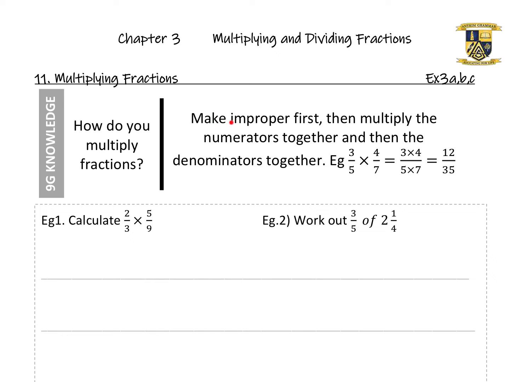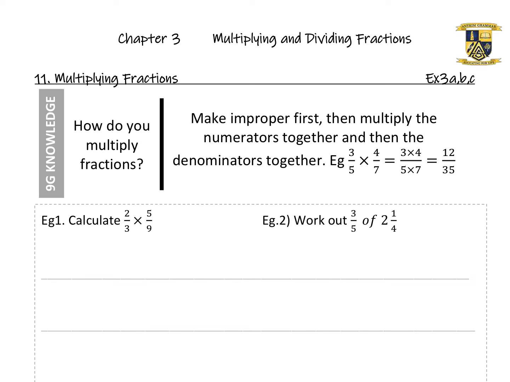First, you make the fraction improper if it's a mixed number. So make sure it's improper. Then you multiply the numerators together and then the denominators together. So in this example, we've got 3/5 multiplied by 4/7. We multiply the numerators together, 3 times 4, and the denominators 5 times 7. And that gets us 12 over 35. And then you should simplify that if possible. It's not possible in that question.